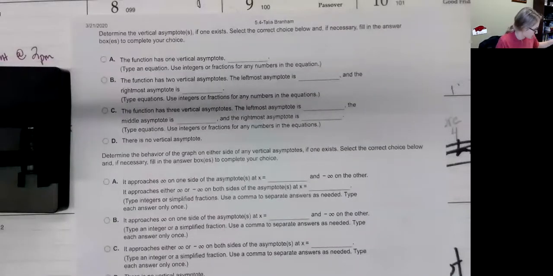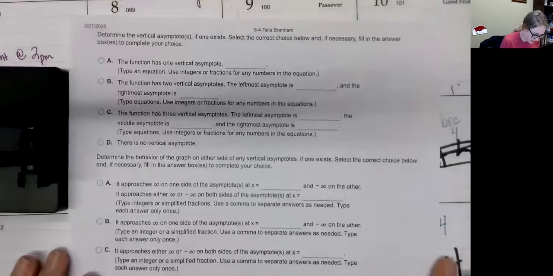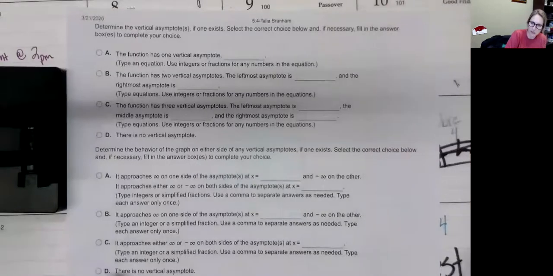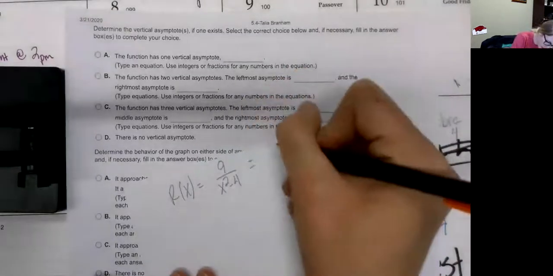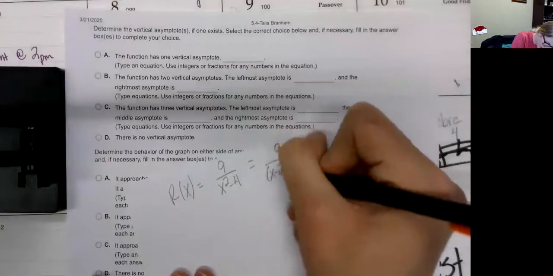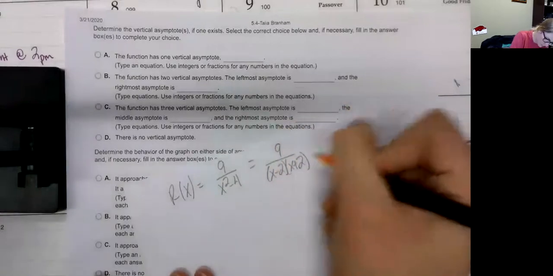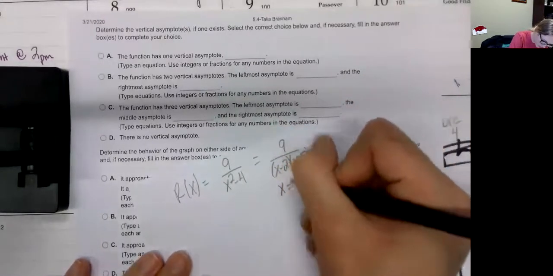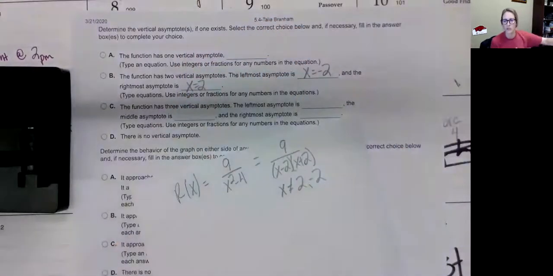Determine the vertical asymptotes. If one exists, select the correct choice below. So our domain couldn't equal 2 or -2 because this is the difference of two squares. So it has 2 vertical asymptotes, with the leftmost being x equals -2 and the rightmost being x equals 2. So where the domain cannot equal, that's where the asymptote is.